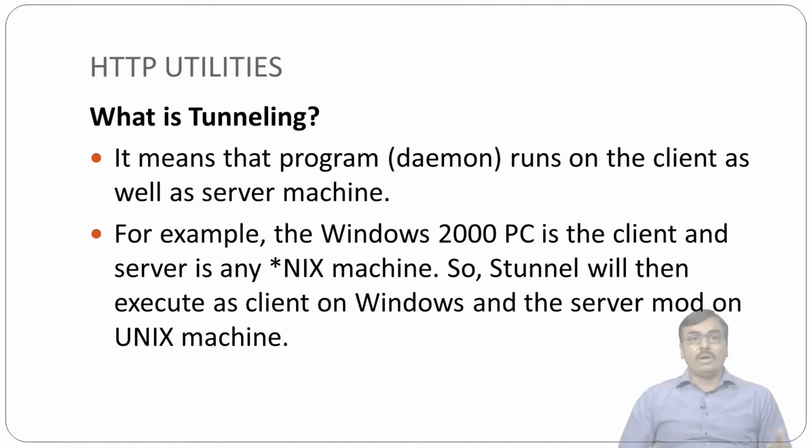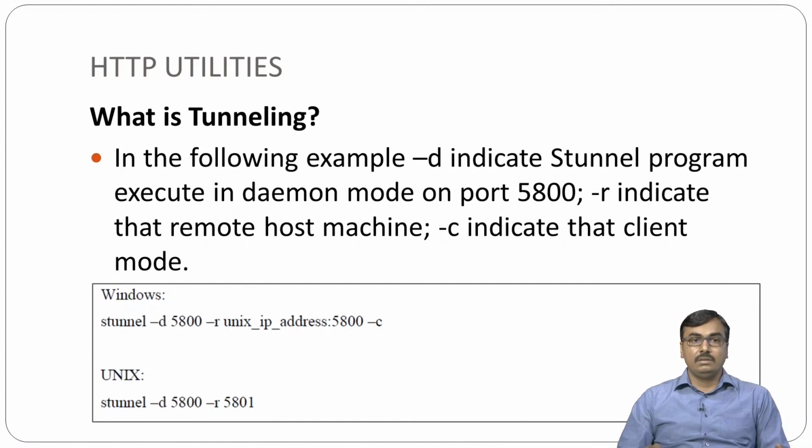So what is tunneling? It means that a program, actually a daemon program, which runs in the background, runs on the client as well as the server machine. For example, a Windows 2000 PC is the client and the server is any Unix machine. So Stunnel will execute as client on Windows and in server mode on the Unix machine.